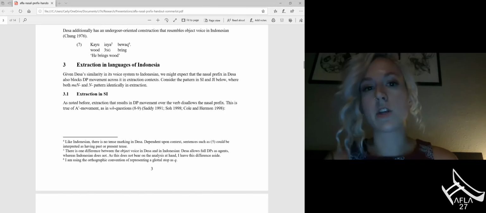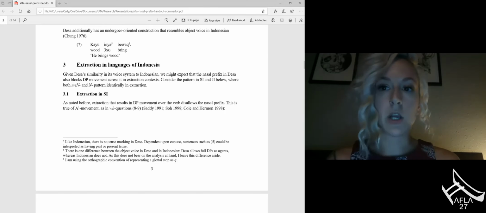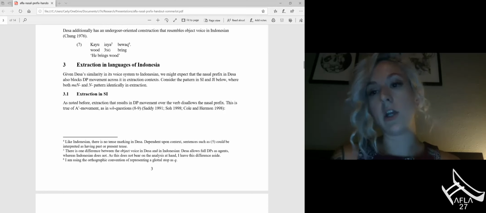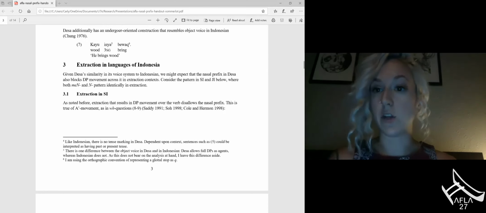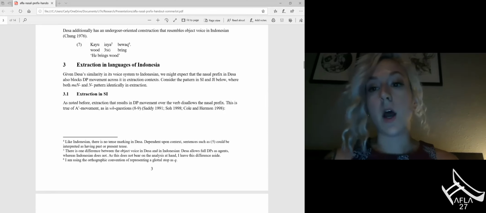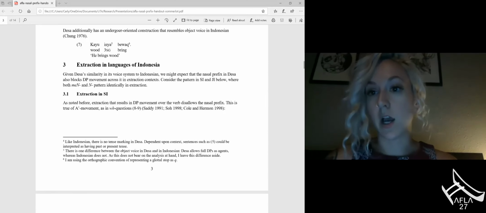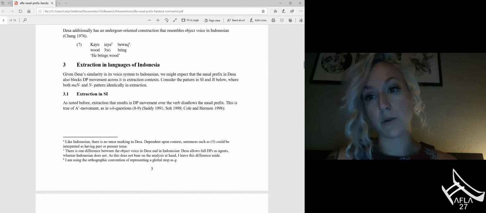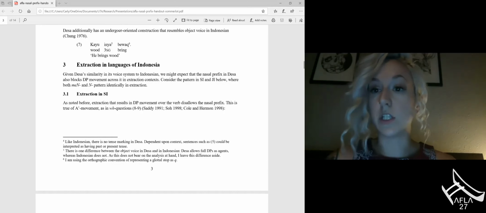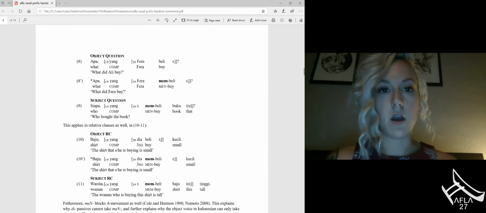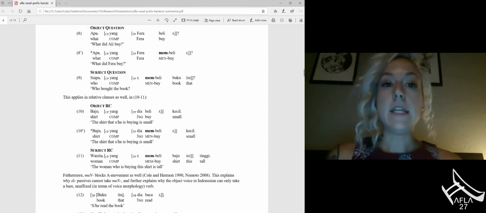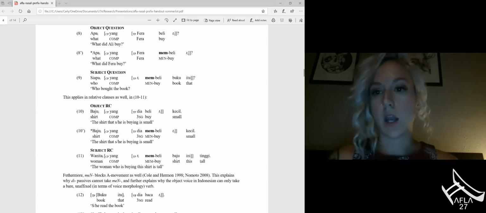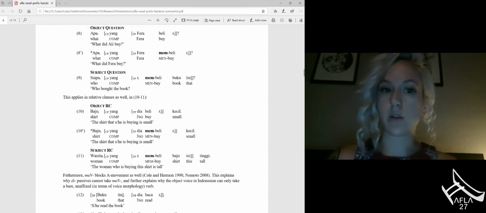So now if we consider extraction in languages of Indonesia, I'm going to be talking both about Standard Indonesian and Jakarta Indonesian, because we do see a difference between what the nasal prefix looks like in these 2 languages, in order to consider how Desa behaves the same way as these languages do. So in Standard Indonesian, I've already noted that extraction that results in DP movement over the verb disallows the nasal prefix. And this is true in WH questions. So if we look at object questions in 8, we see that you can have apa yang Vera beli, but you can't have the nasal prefix, like I mentioned above, and this contrasts with subject questions.